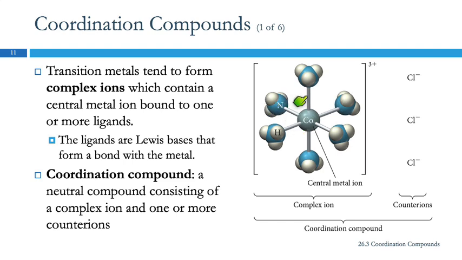The ammonias are bound to the cobalt, and overall this is an ion, and so then as a compound, it needs to have anions as well, counterions. A counterion is an ion that's the opposite charge and makes up the difference in charge. So a coordination compound is a neutral compound consisting of a complex ion and one or more counterions.